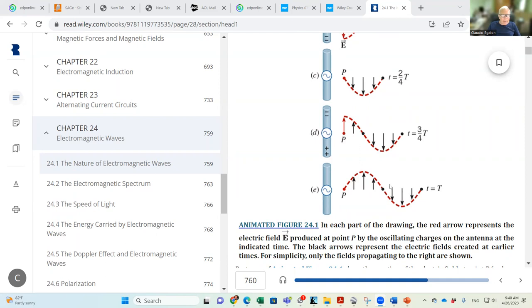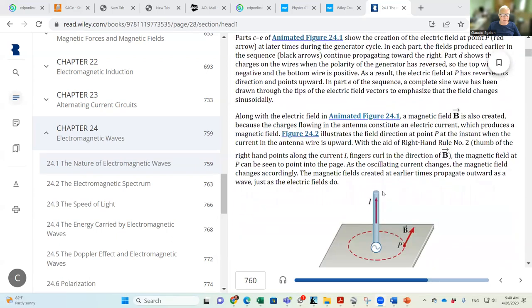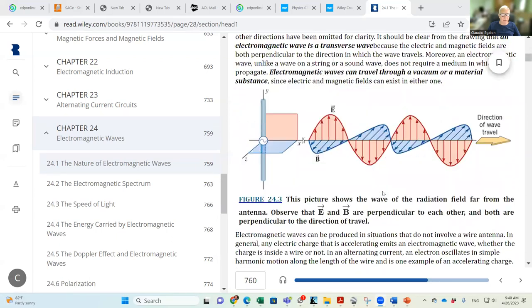And let's not forget that a changing electric flux also induces a magnetic field. So associated with this electric wave, there is also a magnetic wave. Let's see if we have it here. Let's see. Oh yeah, here you go.